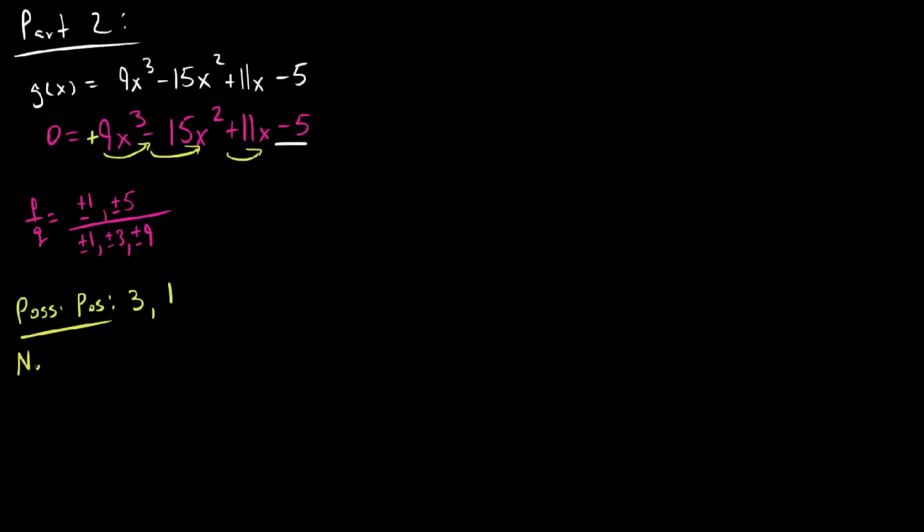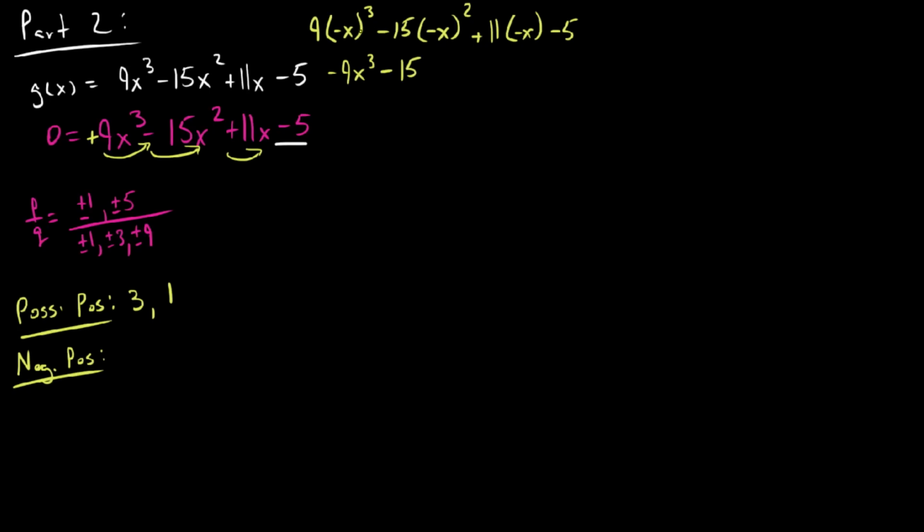In order to test for possible negative rational zeros, we plug in a negative x wherever we see an x. In the last video, we mentioned that if we plug in a negative x for every x, why don't I just write that out up here. Negative 9 times negative x cubed, minus 15 times negative x squared, plus 11 times negative x, minus 5. We end up with negative 9x cubed, since this is an odd exponent, it does change its sign.